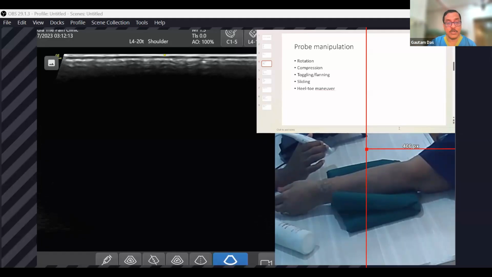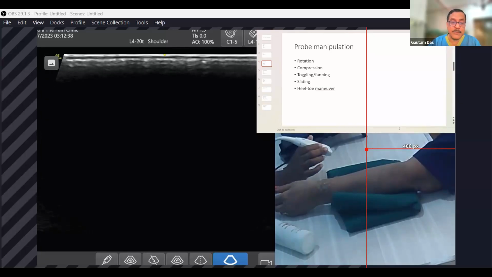But there are other applications of compression. Suppose you are dealing with a very obese patient and your targeted structure is very deep. You can press your probe onto the patient's body so that the target structures come closer to your probe and you can see it better. So that is also a compression technique sometimes used in a very obese patient. Another important use of compression is to understand probe tenderness.